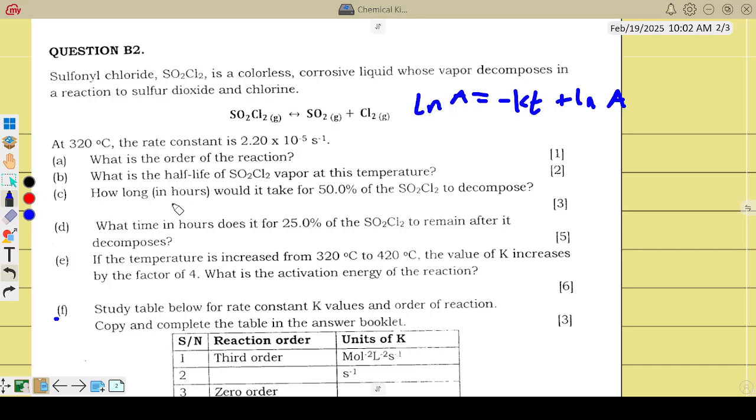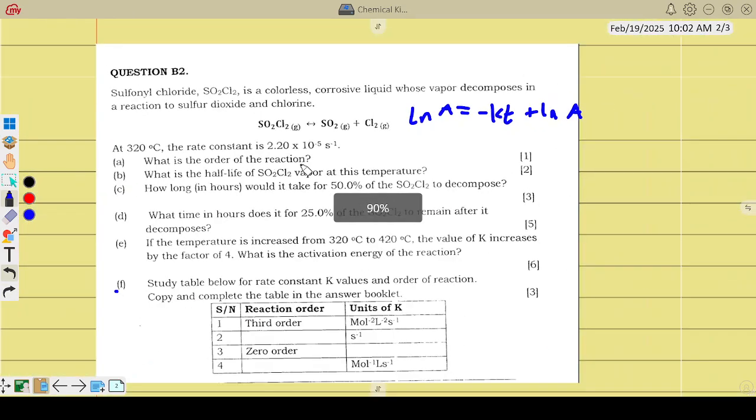So how long in hours? Here they were even clever. How long in hours would it take for 50% of sulfonyl chloride to decompose? So you just have to know that 50% was used up, so 100 minus 50 is 50. So this simply means that the final concentration is 50% of the initial. So this is 0.5. So at this point, you can simply say, should we solve this?